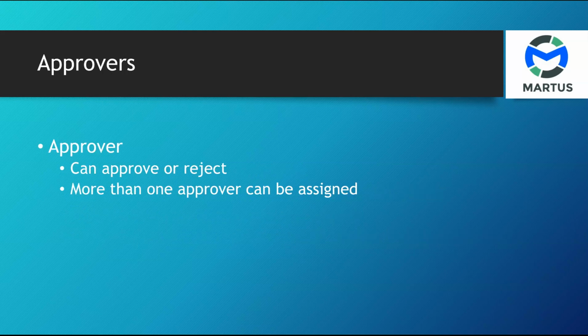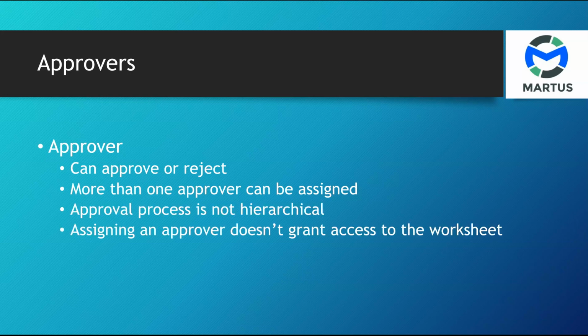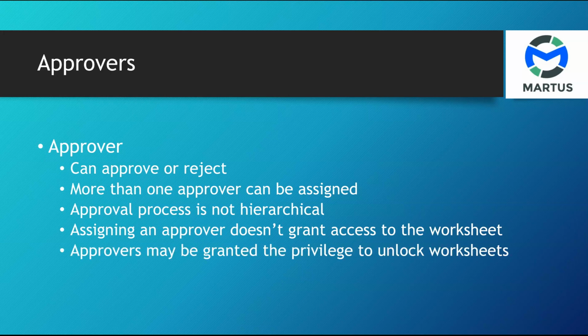One or more approvers can be assigned to a worksheet. They can approve or reject the worksheet. The approval process is not hierarchical. Approvers also need to have dimensional access to a worksheet in order to be able to open it, review it, and approve or reject it. Approvers may be granted the privilege to unlock worksheets, so that they can make changes directly, or so that a budget preparer can make changes if a worksheet is rejected.